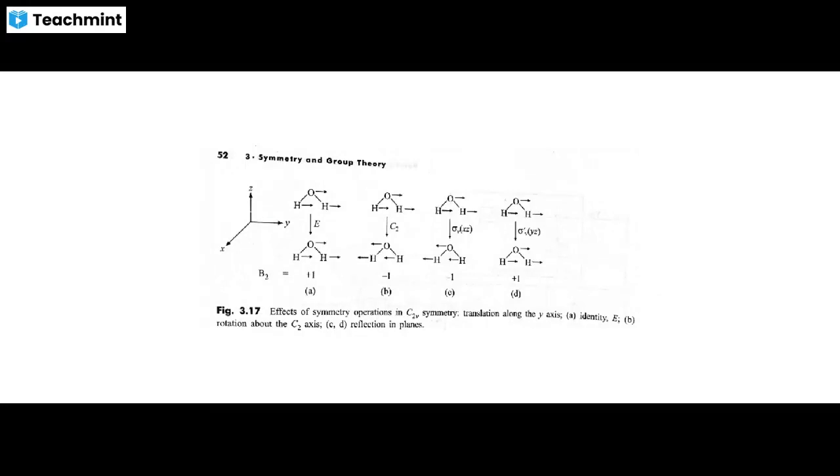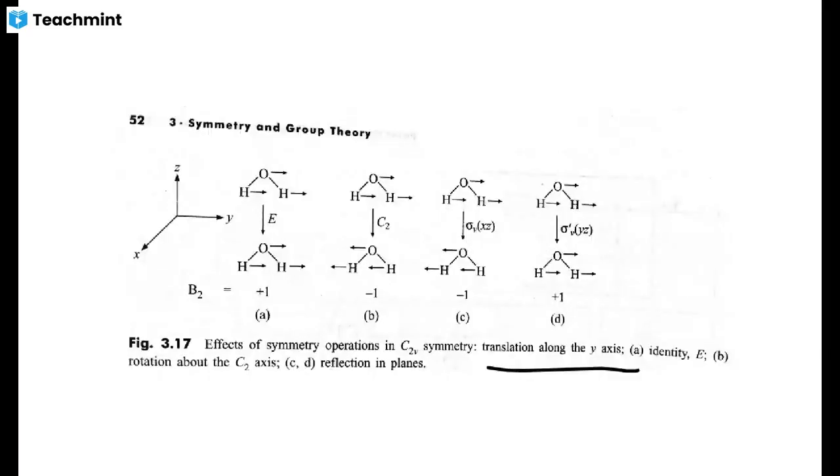So last class we saw these topics, but I have some pictures so you can understand better. I already told you that the translations along the x, y, and z axes, three axes, are in every point group. Okay, so this is how it is derived.